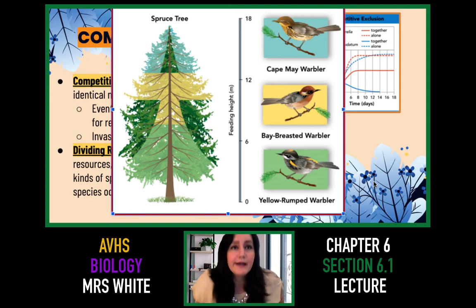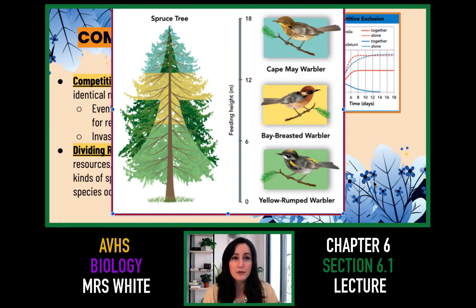Even though they have the same habitat, they actually have a different niche within that habitat. So the habitat is the tree, but the niche is a different portion of that tree. By feeding in different areas of the tree, the birds actually avoid competing directly with one another for food. So this is a really good example of the difference between a habitat and a niche.